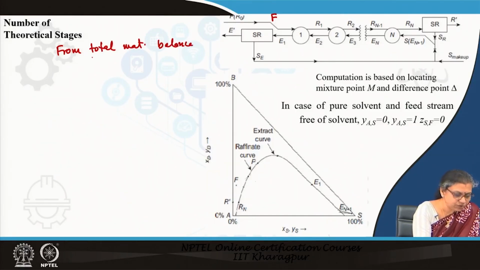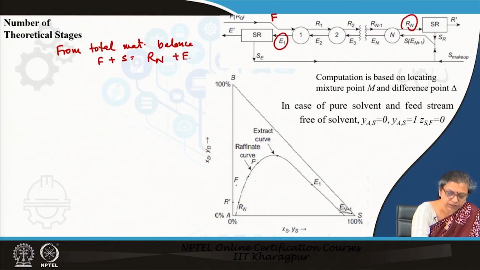What will I get from the total material balance? I will get F plus S. If you can see, F entering and S entering will be equal to Rn going out from here plus E1 going out from here. This is equal to M, isn't it? So, therefore, what does it mean?